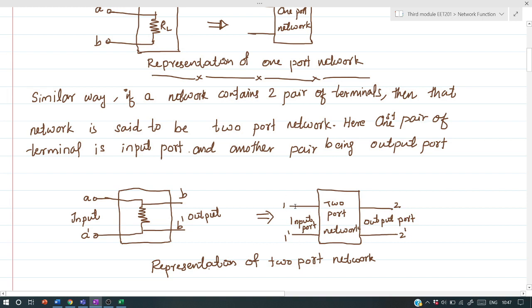Let this pair of terminals be represented by 1, 1 dash. It is termed the input port, and this pair of terminals 2, 2 dash can be considered as the output port. So this is the representation of a two-port network. So a two-port network is a network which has two pairs of terminals. Pair means two, so totally it contains 4 terminals.